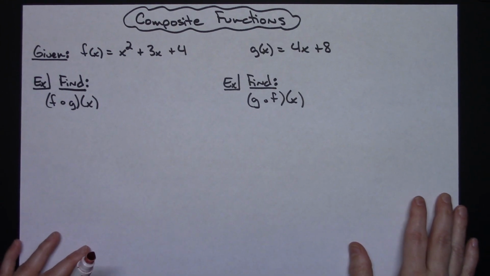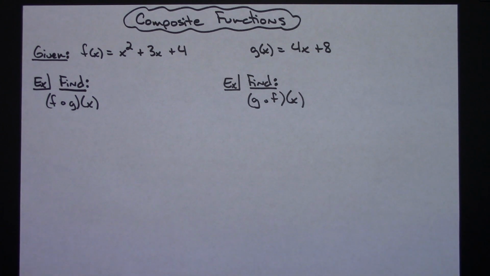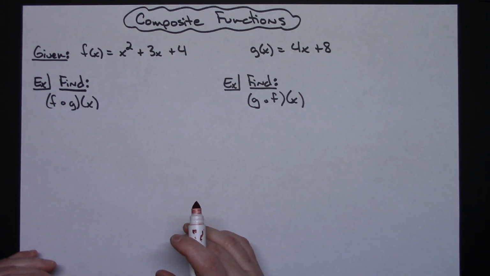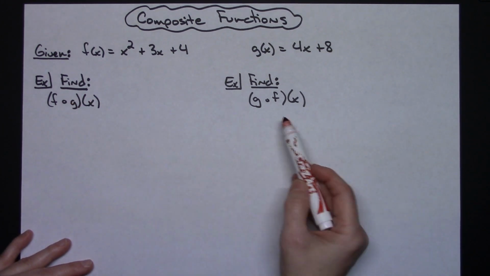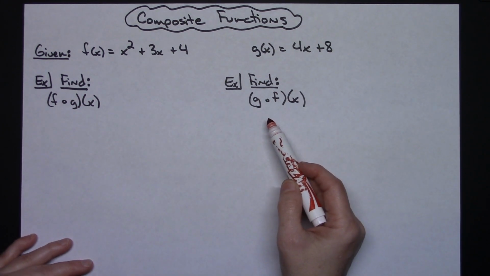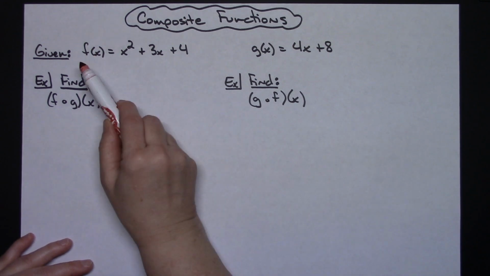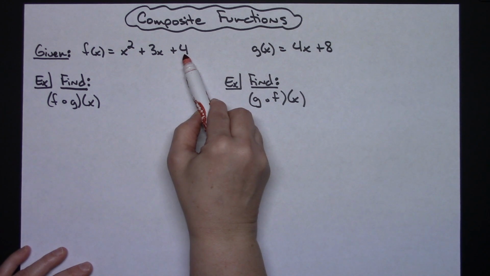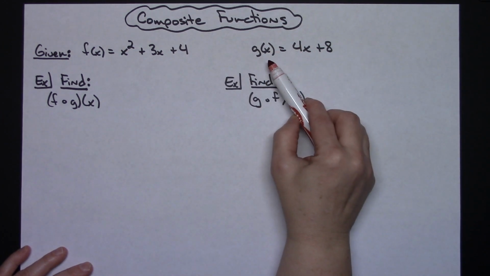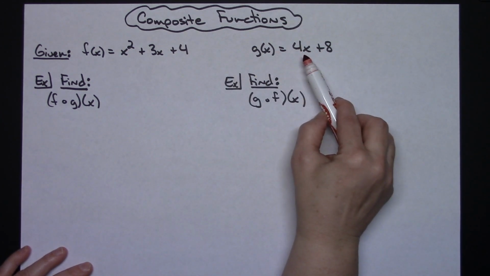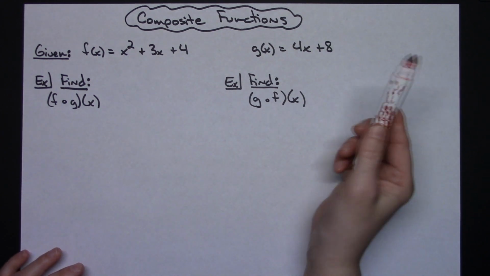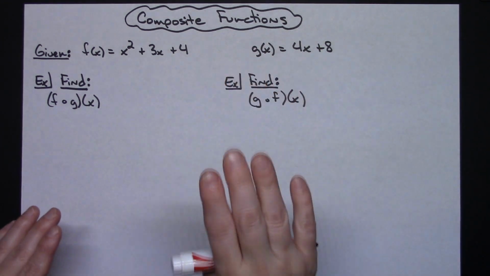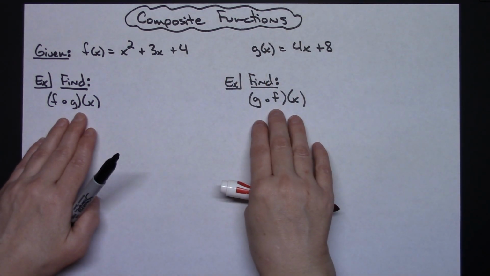In this video, I'm going to be taking a look at some composite functions. We're going to be given a couple of different polynomial functions here, and we're going to take a look at doing a composite going both directions. My first function here is f of x equals x squared plus 3x plus 4. Nice little simple polynomial function. And then g of x, 4x plus 8. Not going to be really challenging here because we want the focus to be on the composite functions.